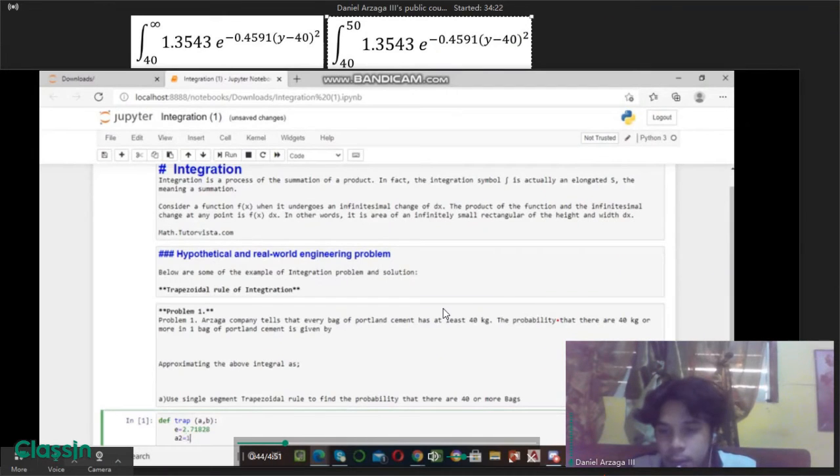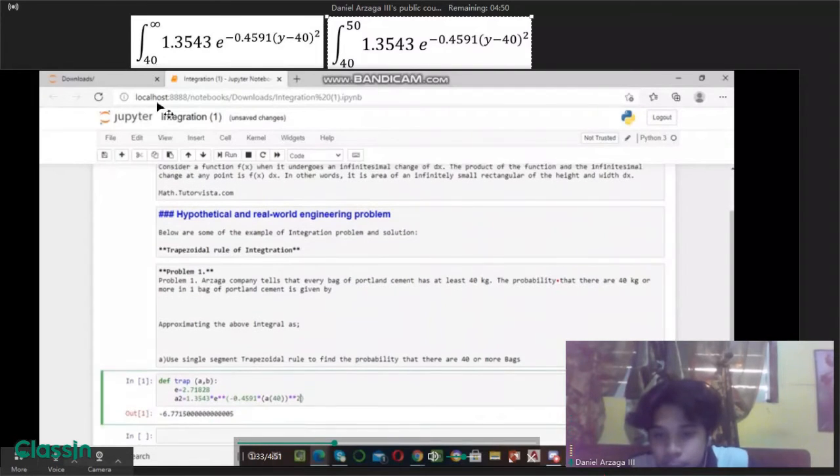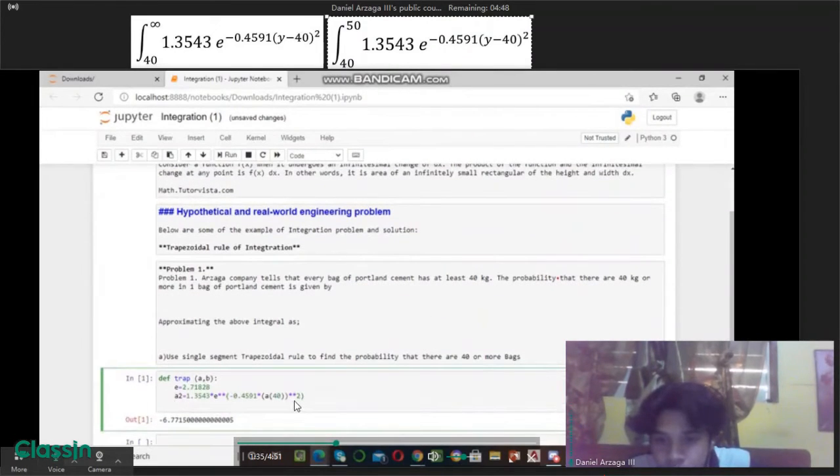So, first case, let us find A2. A2 equals 1.3543 times e raised to negative 0.4591 times A times 40, the at least 40 kilograms in one bag of cement, raised to 2.